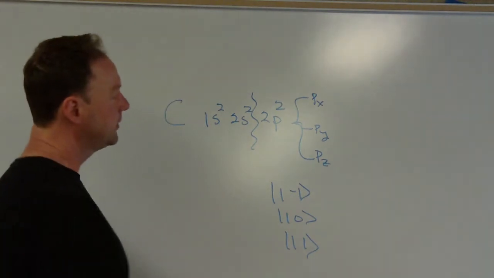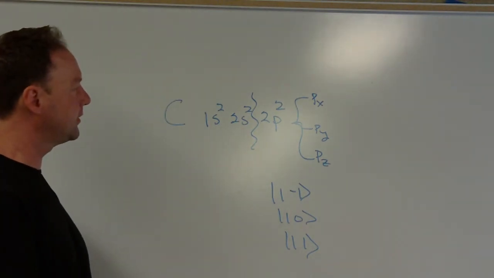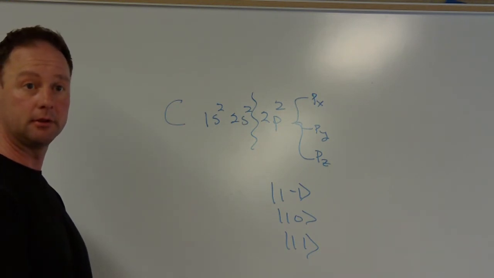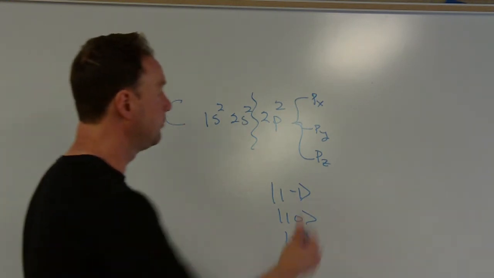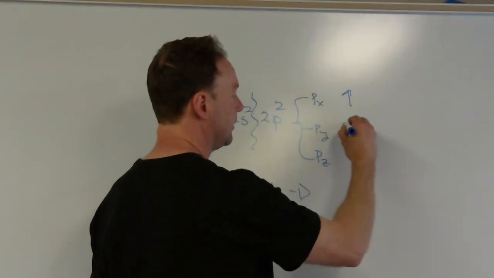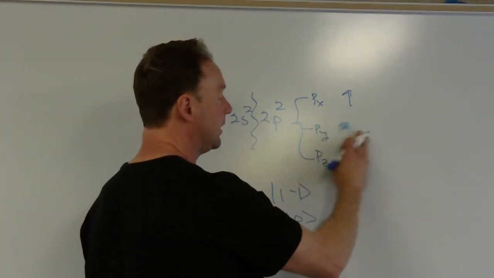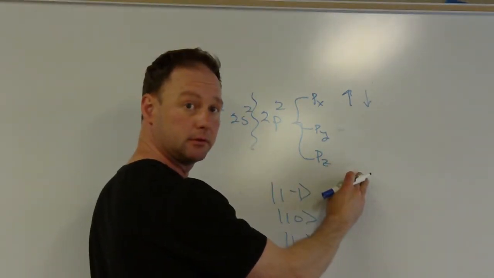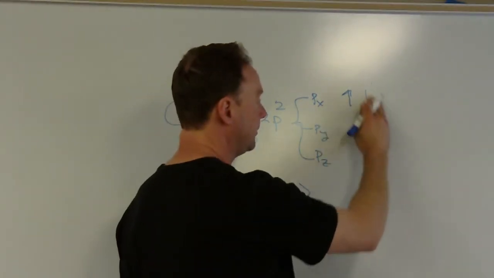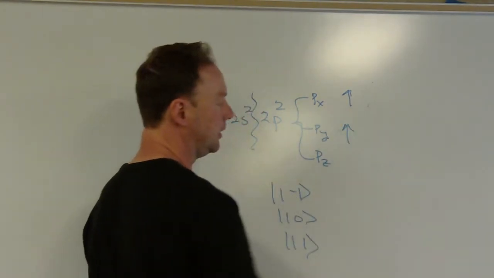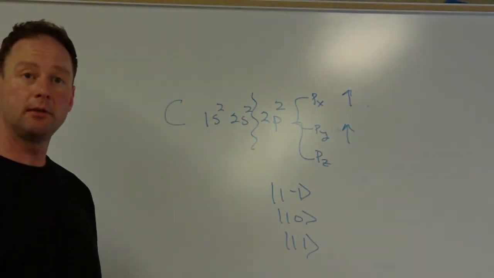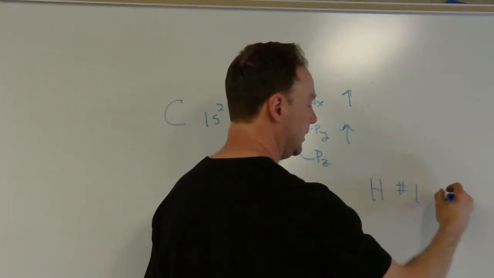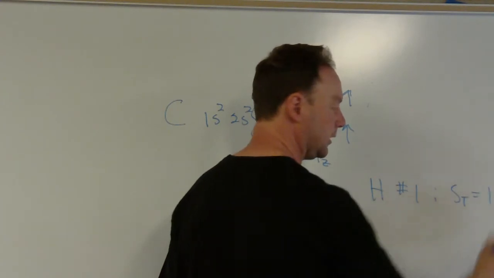Okay, so what's going to happen here? What's the lowest energy for the spins? How are the spins going to line up in here? They'll fill one each. They would do something like this, right? They wouldn't do this, an up and a down. That's Hund's first rule. It's going to fill up the maximum. So here we go. All right, so that means S total equals what? So Hund's number 1 is that S total equals 1.